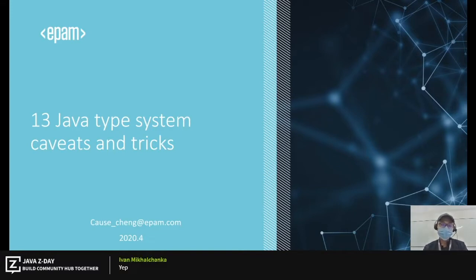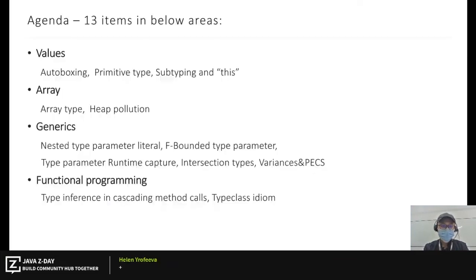So I'm going to start. And today we are going to talk about Java's type system. And we will have 13 items in below areas.